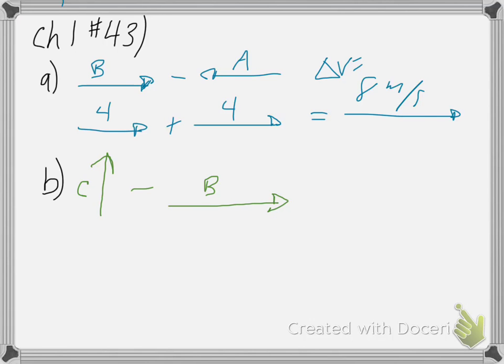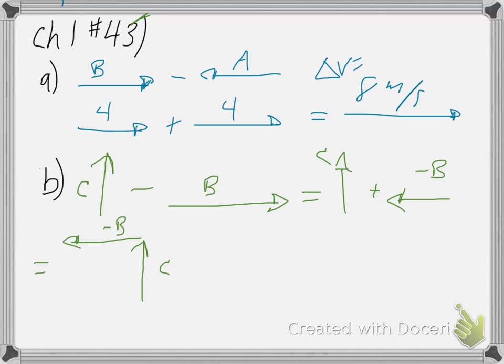So question B says to find the change as it moves from B to C. So again, we're going to go final minus initial, C minus B. And remember with vectors, when you subtract, you just flip the second one and add them. So that looks like vector C plus the opposite of vector B. So using the tail to tip method, I go C plus negative B. And my resultant will go from where I started my drawing to where I ended up. So there's the answer.